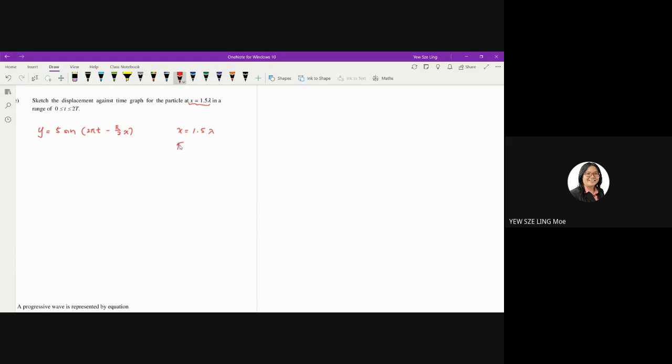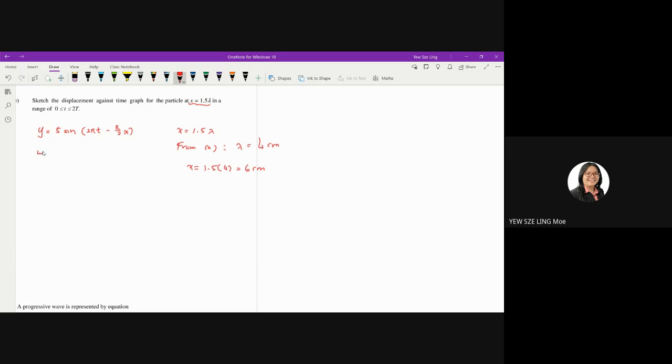And from question A, we know that lambda equals 4 cm. Therefore, x is now equal to 1.5 times 4, which equals 6 cm. So we're going to plot a graph for when x equals 6 cm. Now this is the value of x, so we're going to substitute it into the original equation.